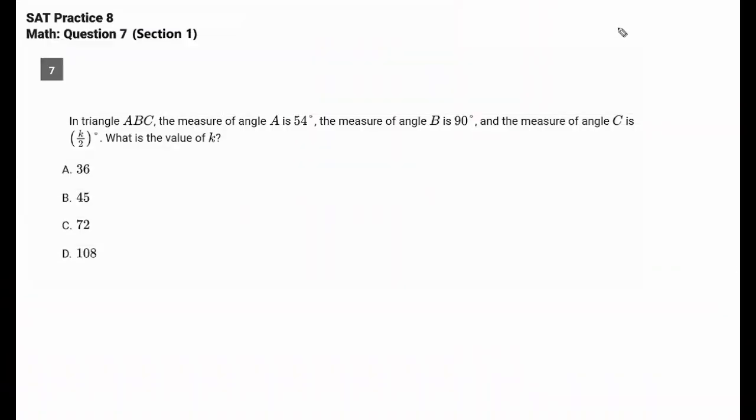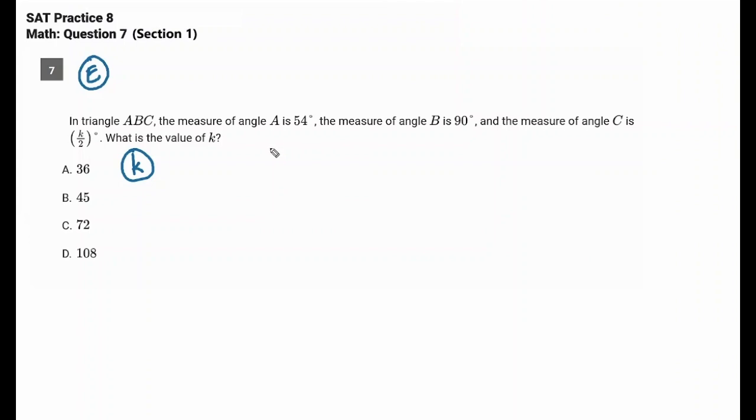We're on SAT Practice Test 8, Math Section 1, Question 7. What's the level of difficulty here? It's easy. First 7 questions on Section 1 are always going to be easy. In triangle ABC, the measure of angle A is 54 degrees. The measure of angle B is 90 degrees, and the measure of angle C is K over 2 degrees. What's the value of K? So write down what you want.